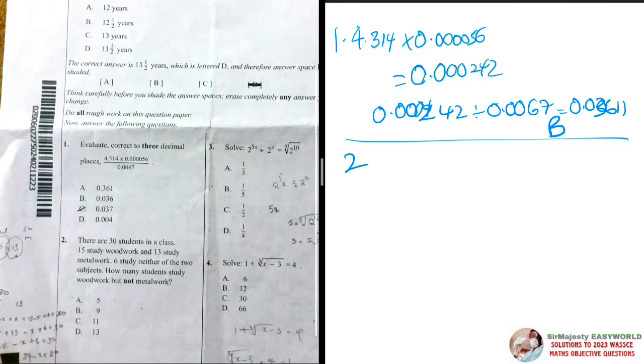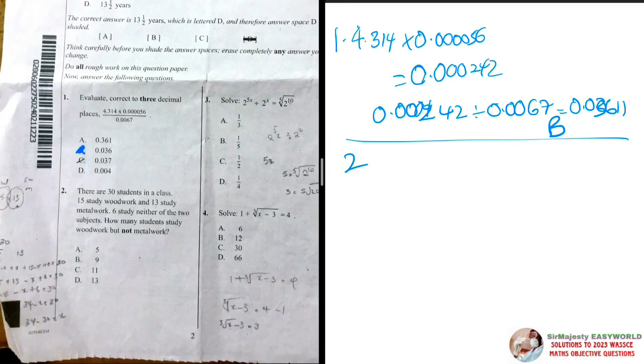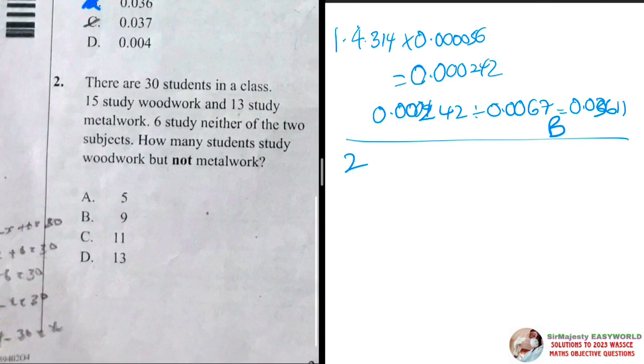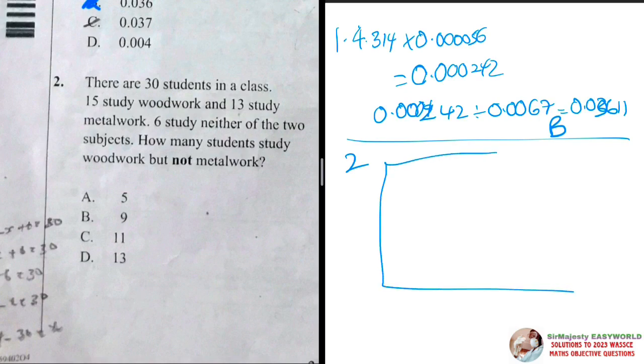That's B. So the next question, number 2: there are 30 students in a class. 15 study woodwork and 13 study metalwork. 6 study neither of the 2 subjects. How many students study woodwork but not metalwork? This question is based on sets, so I'm going to draw the Venn diagram. There are 30 students in the class, so the universal set is equal to 30.